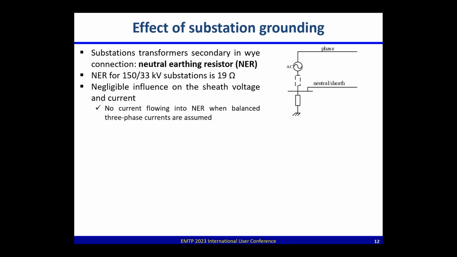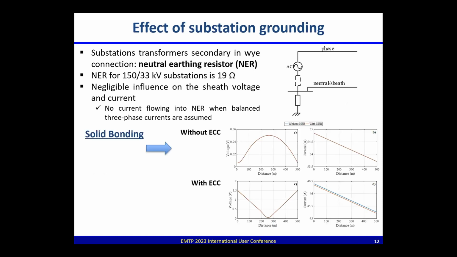So it has a negligible influence on the shift voltage and current, because for the steady-state case, the normal operating case, we don't have a flow of currents to earth. But this parameter is very important when we have to investigate an asymmetrical case, either in the normal operating condition and definitely other faults. So, for the solid bonding case, you can see that we plot here the results without ECC and with ECC. Here are the voltages and here are the currents.